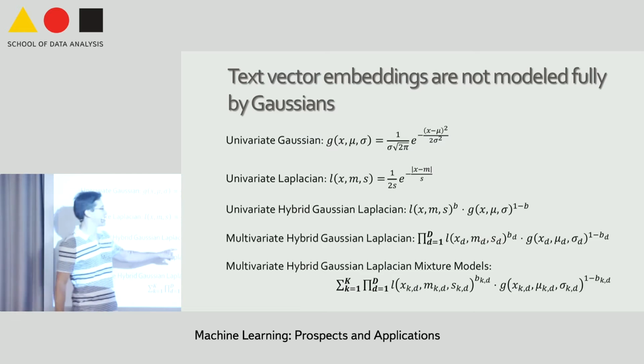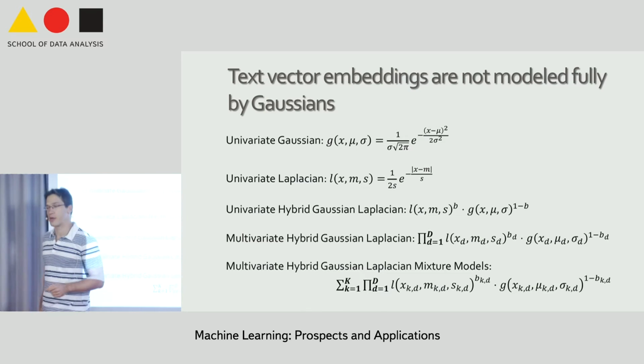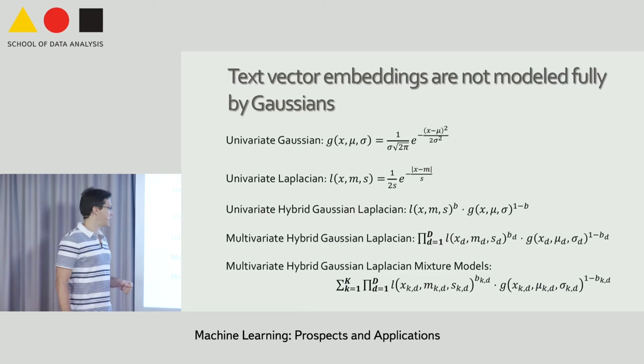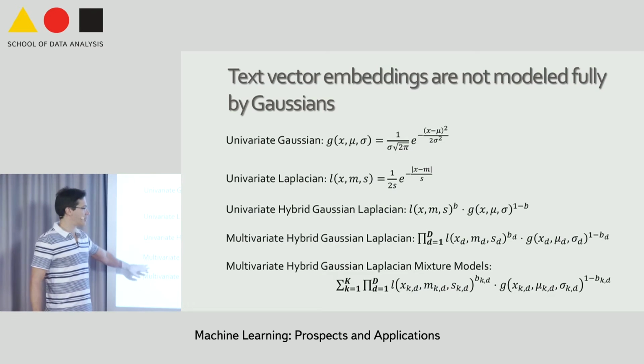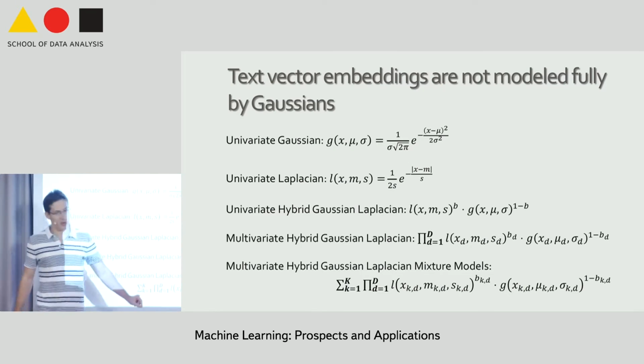We take the Laplacian distribution to the power of b times the Gaussian distribution to the power of 1 minus b. This is in 1D. Now we want to create a multivariate distribution. We just multiply independent dimensions. And this is just one component. We actually use a mixture model of multiple components. We just sum k different components.